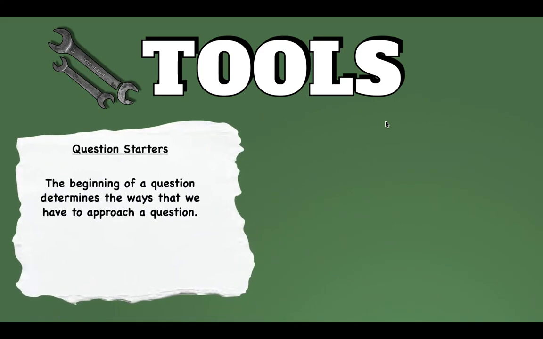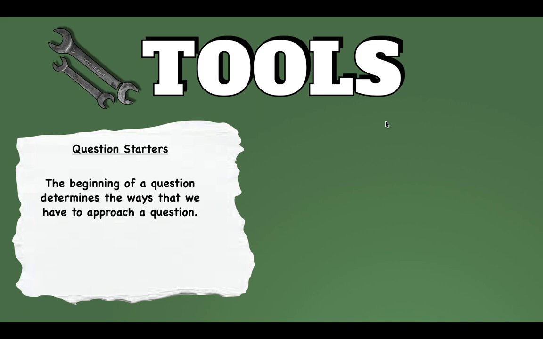Beyond that, there's some tools that we can use in order to do this. Most specifically are question starters. The beginning of a question determines the ways that we have to approach that question. For example, if I start a question with the word why, I know that you're going to approach it by thinking about reasons. However, if I begin a question with the word how, you're going to have to approach the question based on methods and tools.